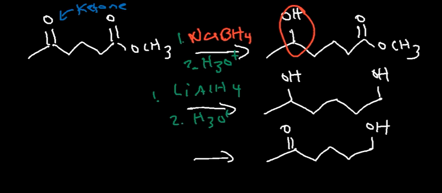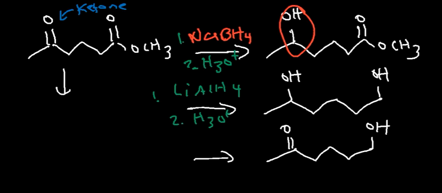But now, what about the third example? How can we reduce the ester but not the ketone? Think about that for a moment. If we use NaBH4, it will reduce the ketone. If we use lithium aluminum hydride, it's going to reduce both. So how can we do this? The key is we need to use a protecting group. Ketones are more reactive than esters.